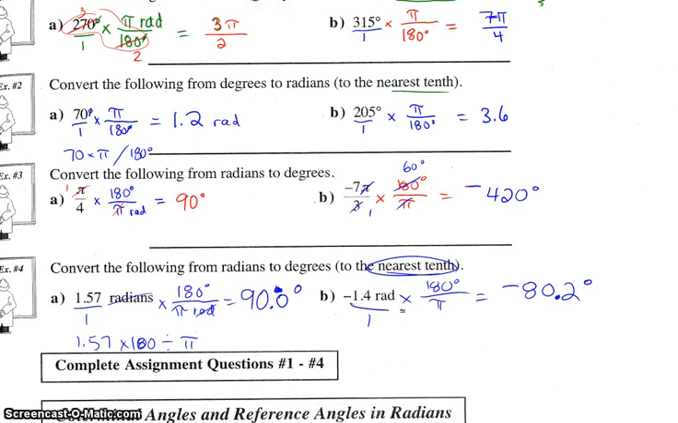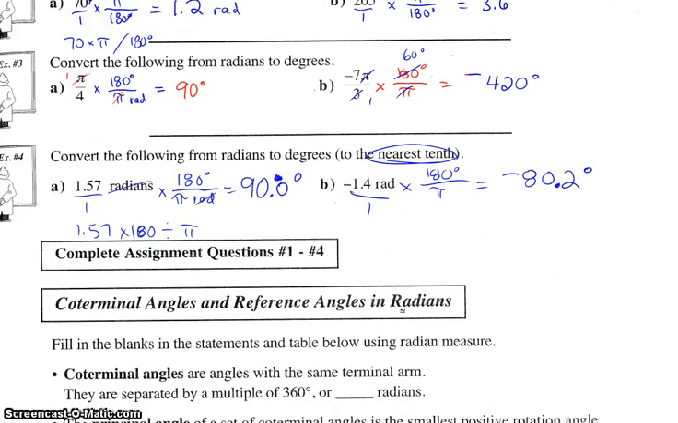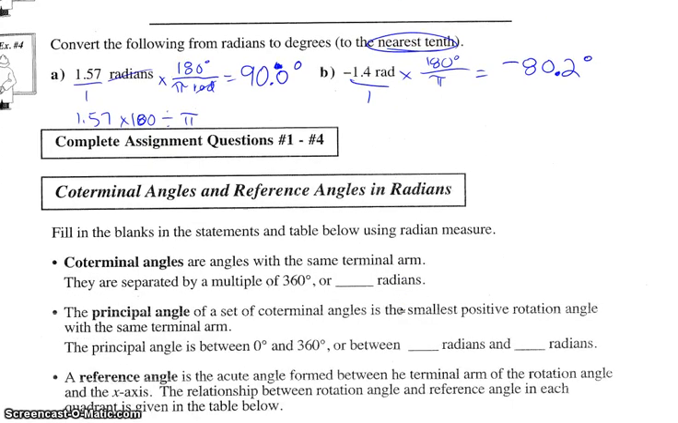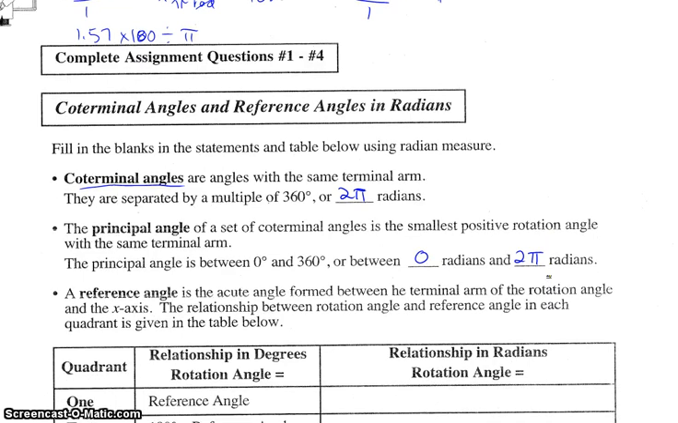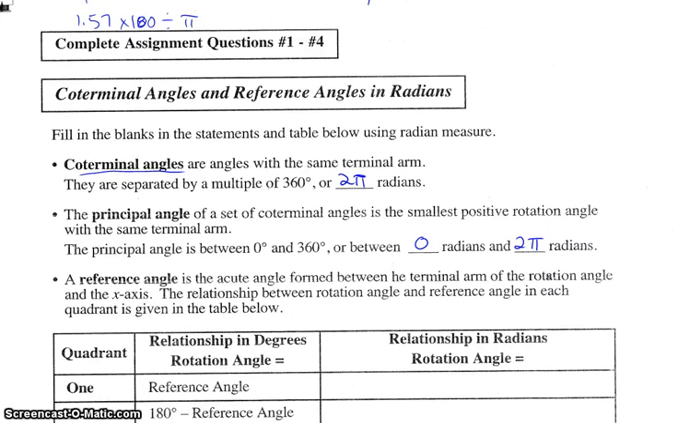All right. Now they kind of summarize things below with coterminal angles and reference angles, but really all you have to remember is that if you're trying to find a coterminal angle in radians, you're simply going to add or subtract 2 pi as opposed to 360. The method is the same as lesson 1. Principal angle is the smallest positive rotation angle, so instead of having to be between 0 and 360 now, it would be between 0 and 2 pi radians. And once again, the reference angle is the acute angle formed between the terminal arm of the rotation angle and the x-axis.